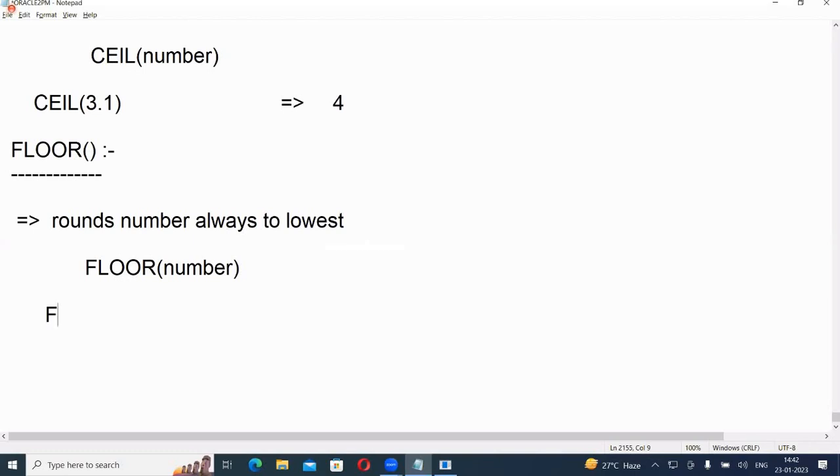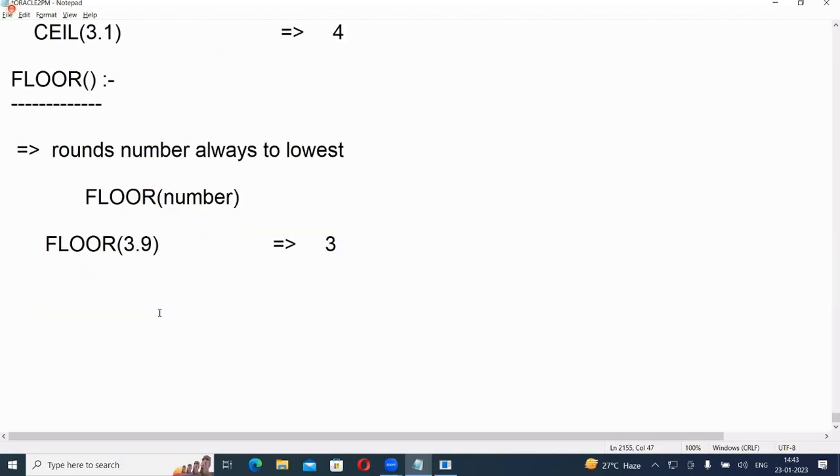Floor of, suppose, 3.9. 3.9 is between 3 to 4. In the 3 to 4 range, the lowest is 3. Then always to the lowest. So because this number 3.9 is between 3 to 4, in 3 to 4, the lowest is 3. Okay, then.